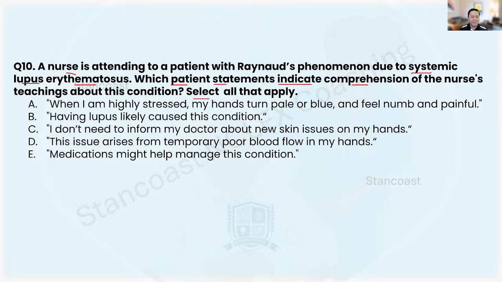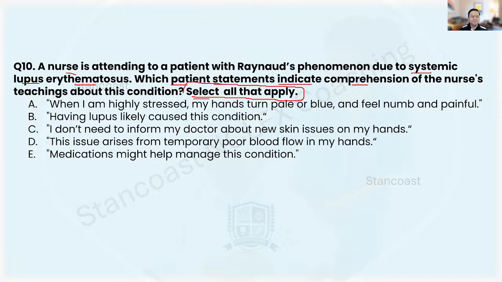Is it A, when I am highly stressed, my hands turn pale or blue and feel numb and painful? Letter B, having lupus likely caused this condition. C, I don't need to inform my doctor about new skin issues on my hands. And letter D, this issue arises from temporary poor blood flow in my hands. And E, medications might help manage this condition. This is a select all that apply. So feel free to select the appropriate answer.